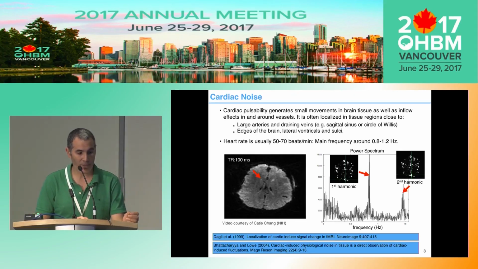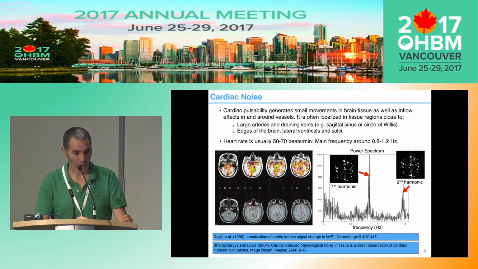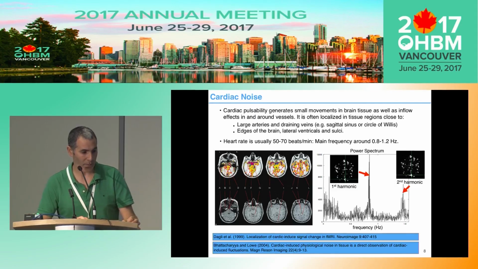Our heart rate is about 50 to 70 beats per minute. So the main frequency of the cardiac component is between 0.8 and 1.2 hertz, depending on how many beats you have per minute. And if you look at the power spectrum, you can really see the peaks of the cardiac noise around, in this case, 0.8 seconds. And if your sample rate is really fast, you can even see the second harmonic of the cardiac pulse. And as I said, the effects of the cardiac noise are mainly localized nearby the large arteries and the draining veins.